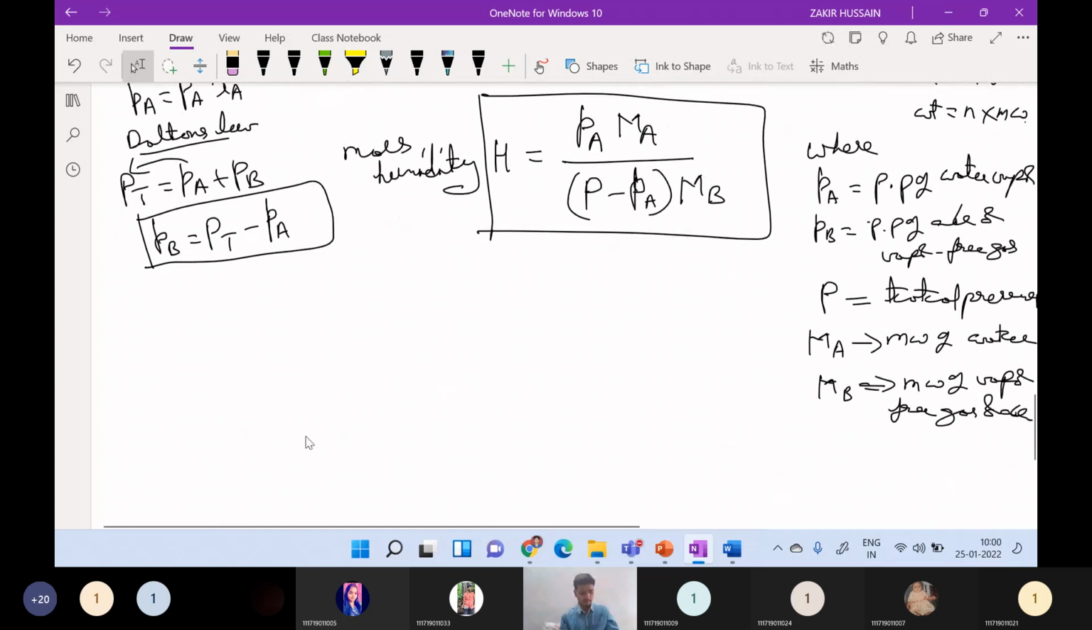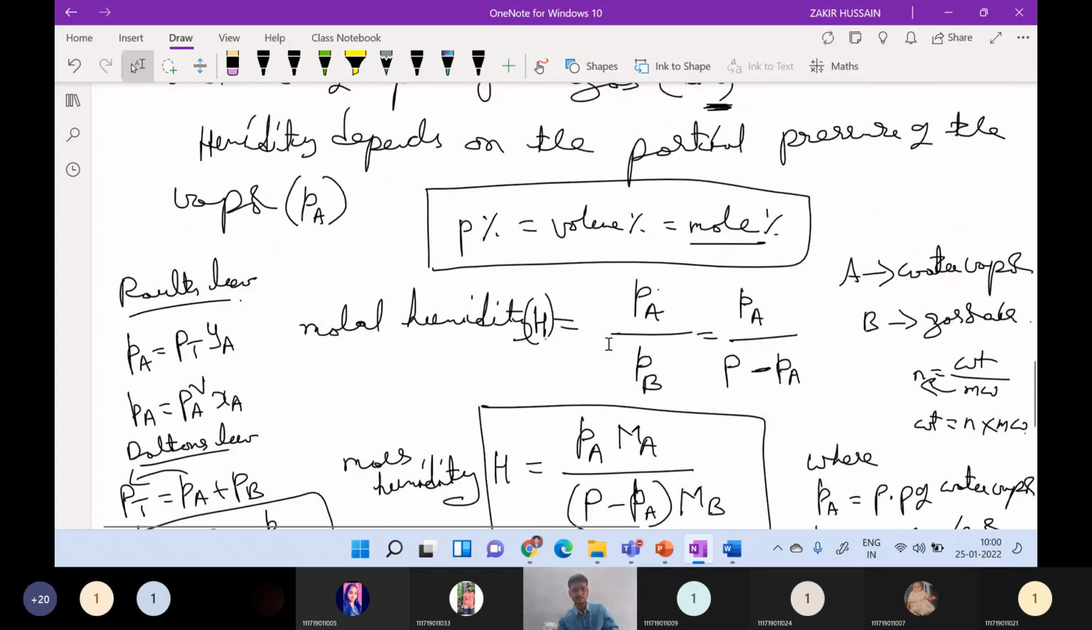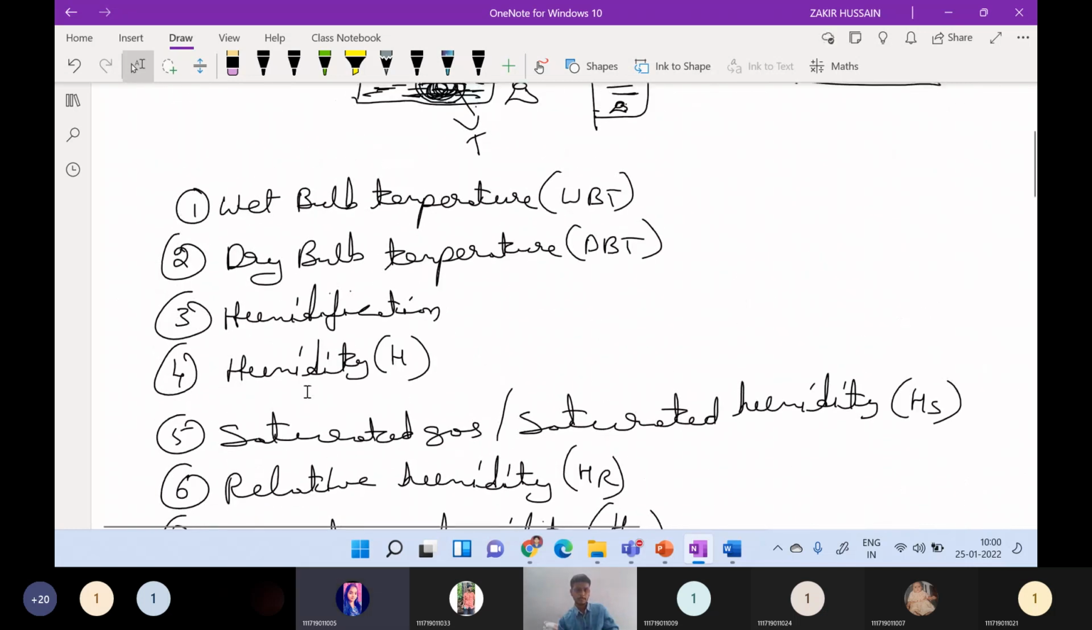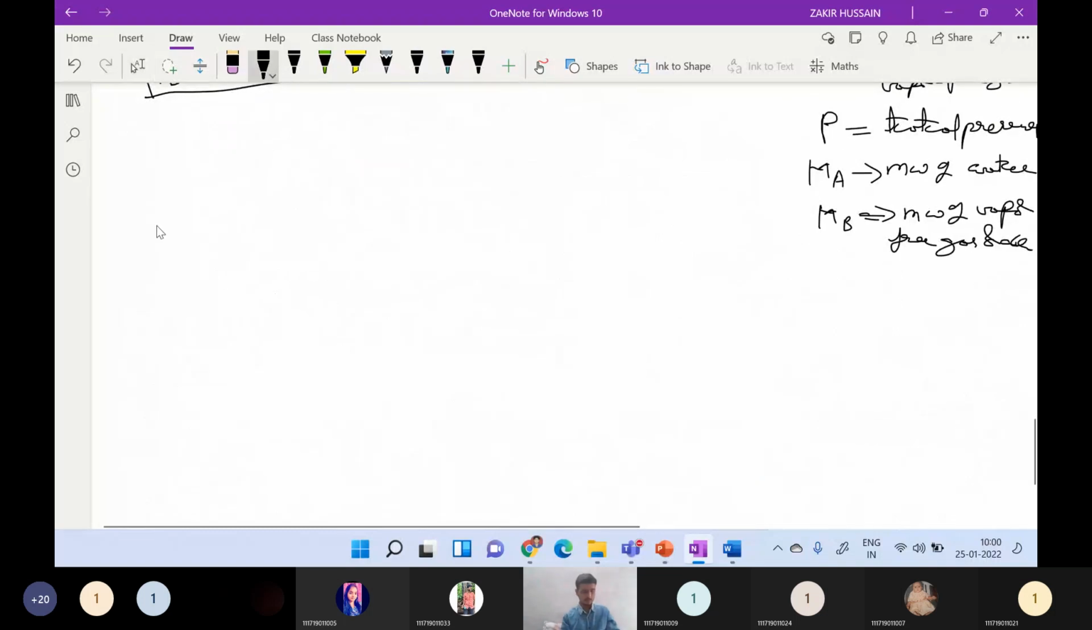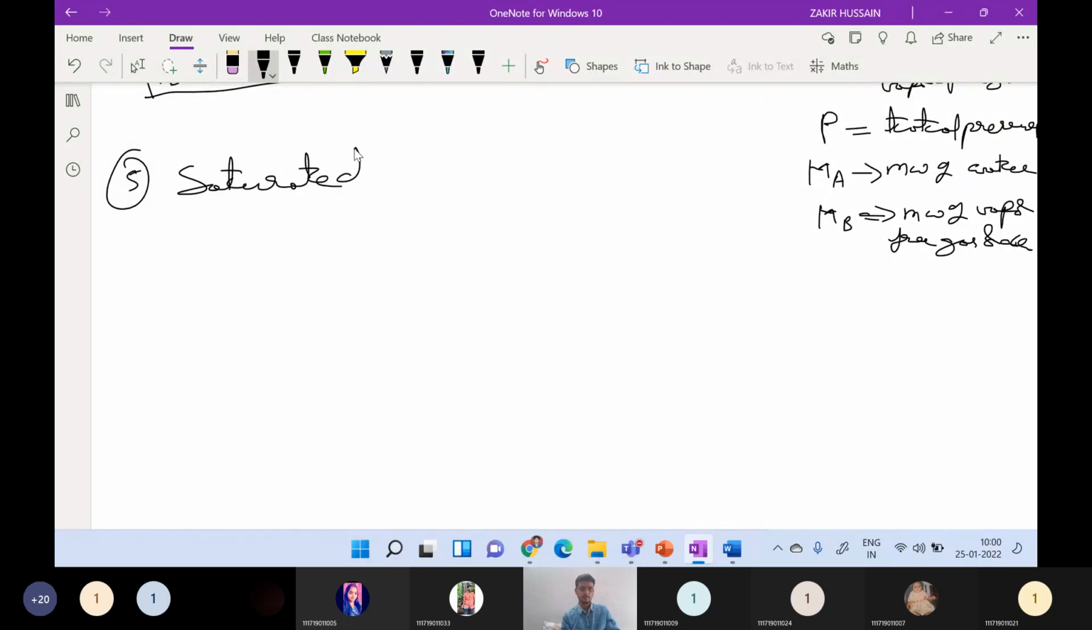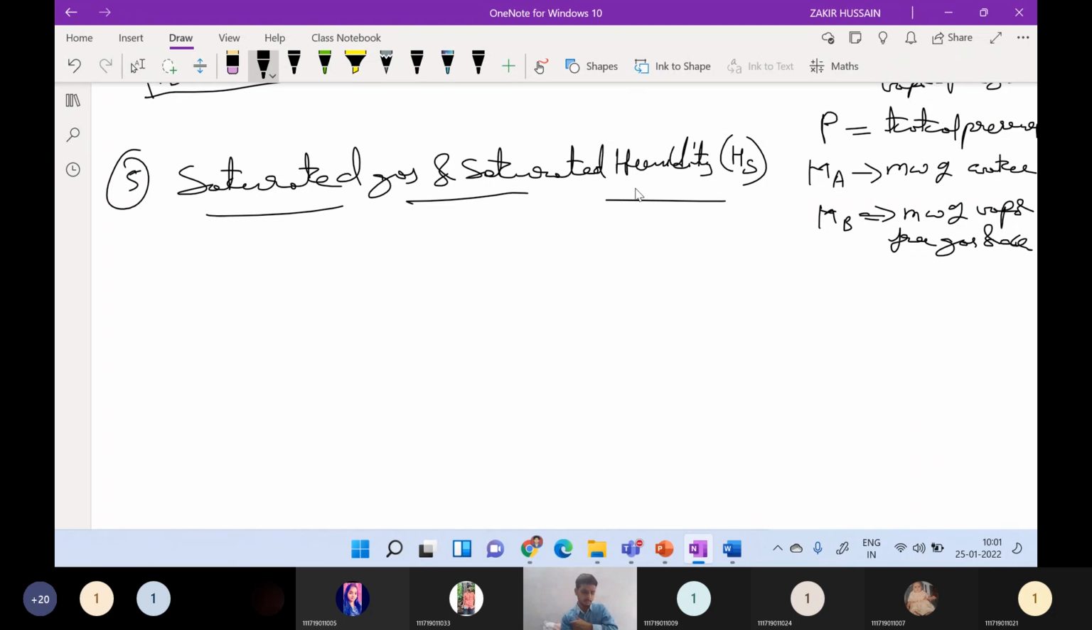Similarly, the next definition is saturated gas, or saturated humidity. That is the fifth one. We can also call it saturation humidity. This is denoted by capital H subscript S. Saturated gas, or saturated humidity, is the gas in which the vapor is in equilibrium with the liquid at the gas temperature.